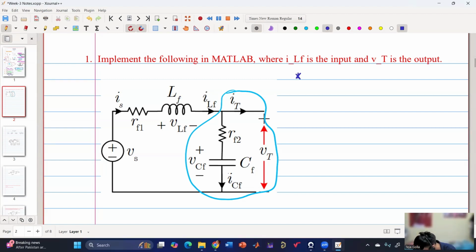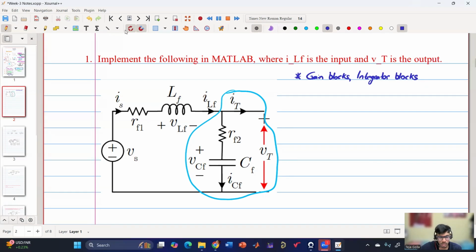MATLAB implementation means we'll use gain blocks as well as integrator blocks. Is that clear? Yes. Did you understand the question? Everyone? Yes, understood the question. Okay.